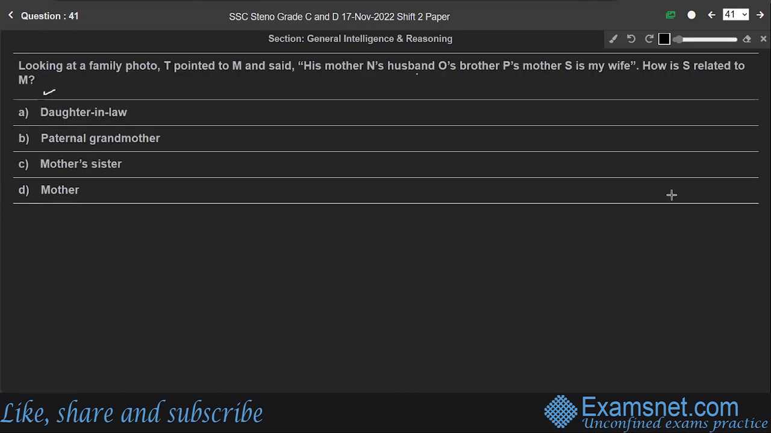Question number 41. Looking at a family photo, T pointed to M and said, his mother N's husband was brother of P's mother. S is my wife. How is S related to M?